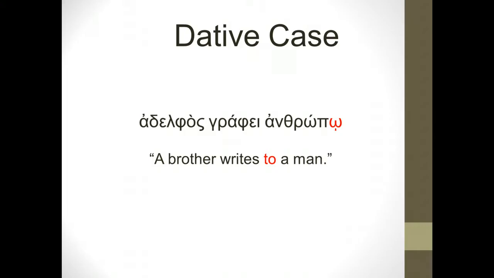And then my verb in the middle is graphe, coming from grapho. And I would parse that present active indicative, again, third person singular. So it is a brother writes to a man.